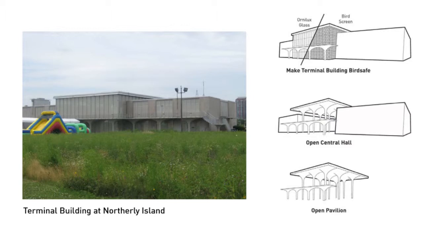So we proposed either looking at some different options for Ornilux glass that has embedded in it a UV filter that's invisible to humans but visible to birds, or maybe we open up the central hall so we get rid of all that glass and invite the public into that concrete structure, or looking at it as an open pavilion.